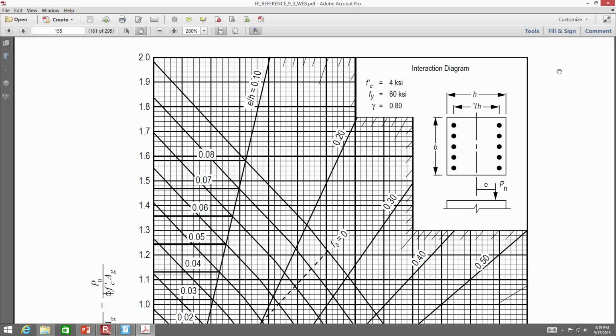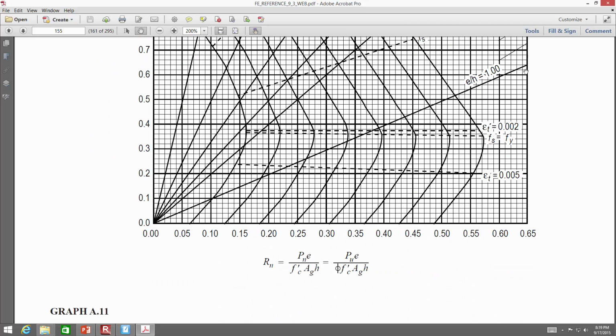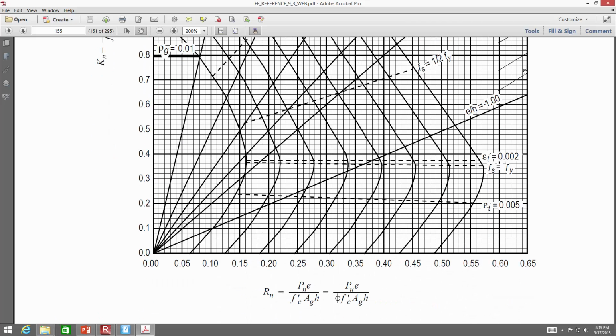Remember the legend? All right. So now you have an X and Y axis. Typically you would be given a problem with a load demand and a moment demand, so a factored axial load and a factored moment: a factored PU, factored MU. Based on a phi value of 0.65, you then calculate a required Pn and a required Mn.